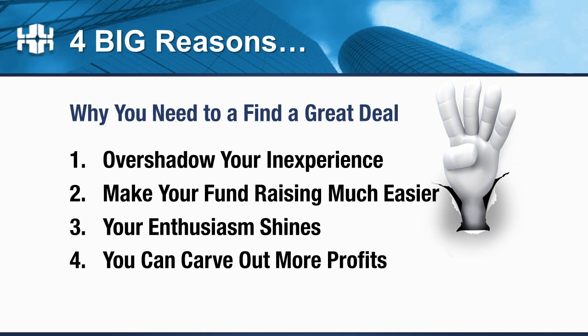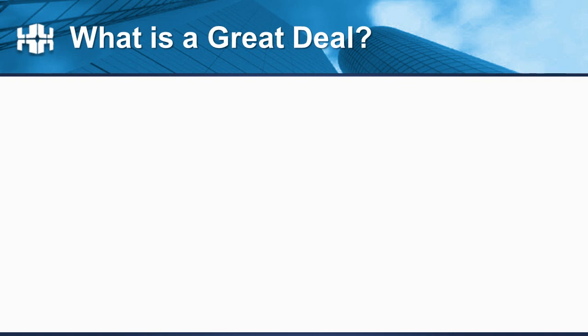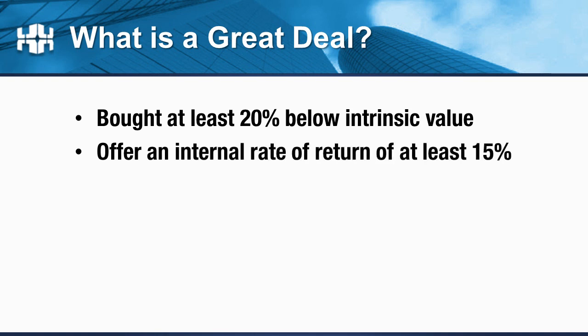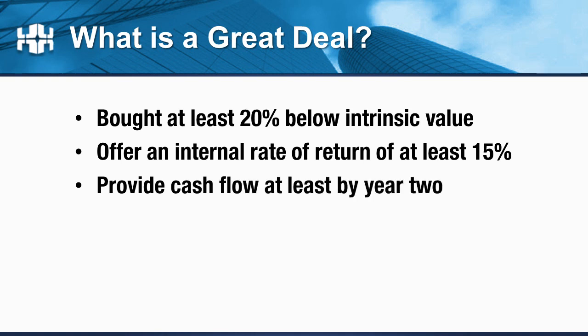So I've been asked, what is a great deal? And I generally come down on 3 or 4 things that I think a great deal is. Obviously you want to buy it as cheap as you can. So ultimately, I'd like to buy a deal at least 20% below intrinsic value. And I'd like to have that deal at least generate a 15% IRR. And it better provide cash flow at least by year 2, because some of you might be value guys where you're buying a property that has some vacancy, has some deferred maintenance. You got to give it a little bit of love. That takes a little bit of time. But by year 2, that baby better be throwing off some cash flow. Okay? So that's kind of the keys to what a good deal is.